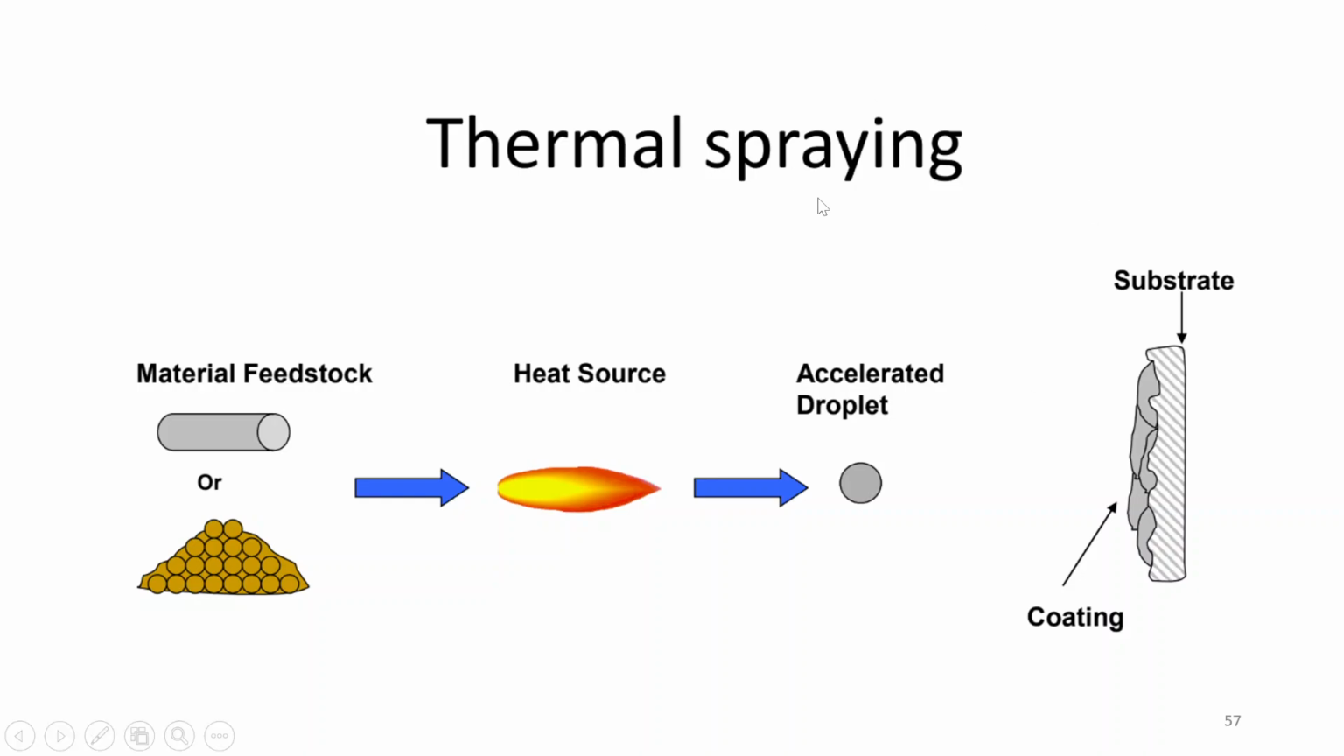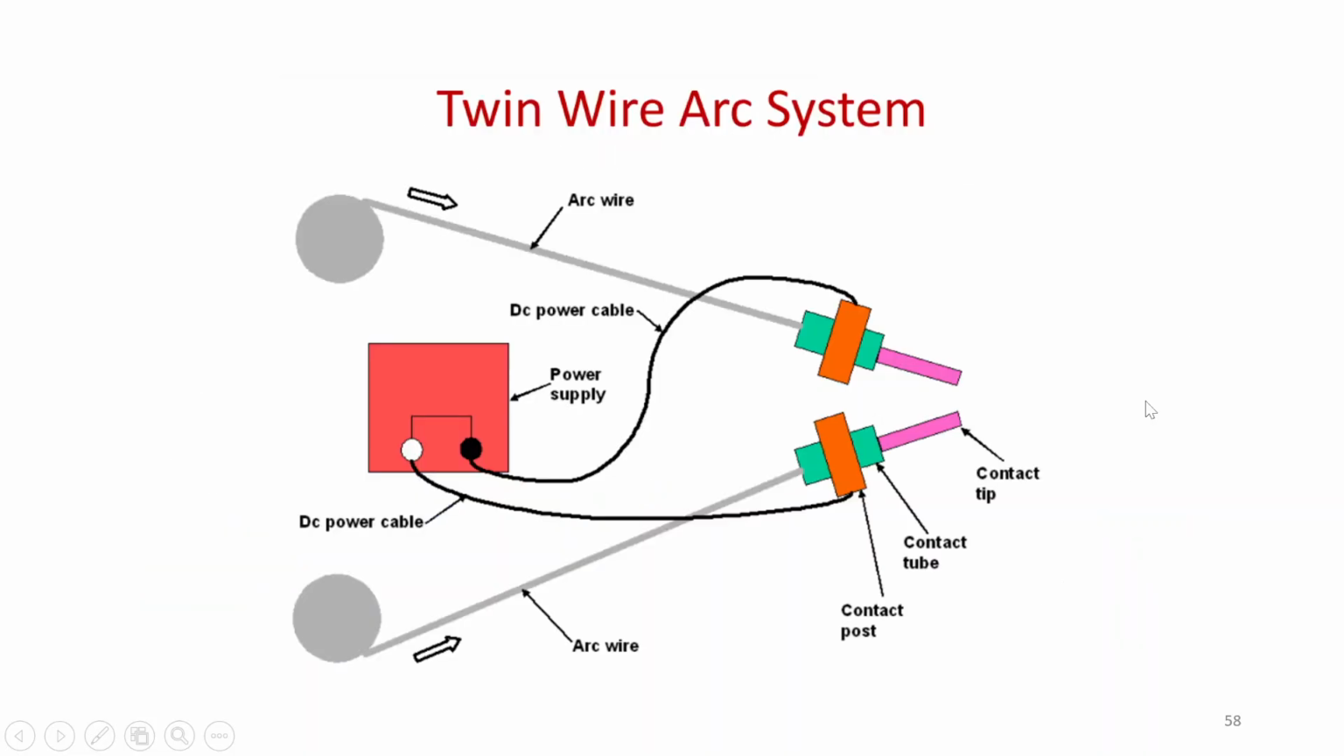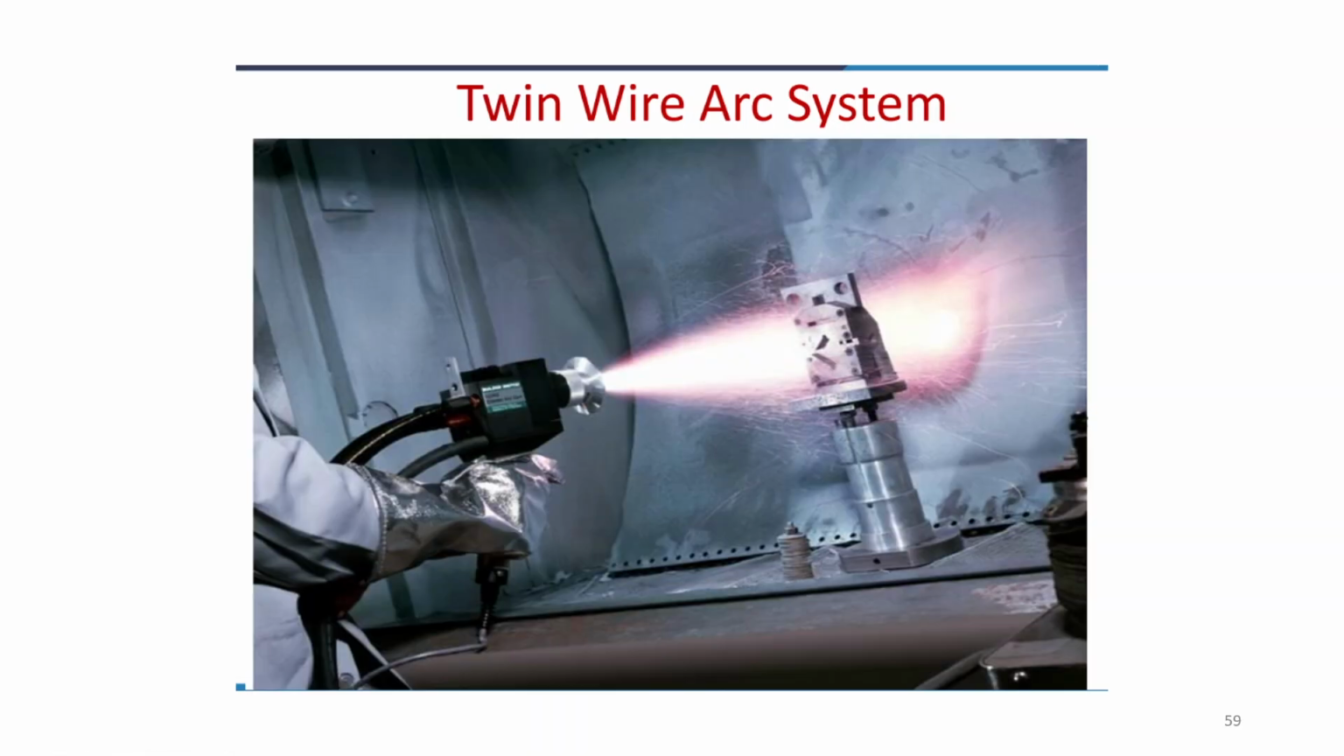Then we have thermal spraying. In this case, material feedstock is present, so it can be in the form of bars or in the form of particles. Okay, then with the help of a heat source, it is accelerated as droplets. Okay, and these droplets will be going on the substrate and will be forming this type of coating. Twin wire arc system. Here you have two arc wires and they are connected with the help of this DC power supply, and it is used for forming coating. This is the twin wire arc system.